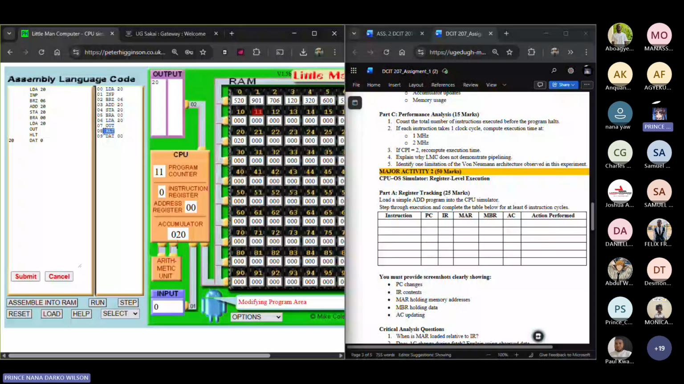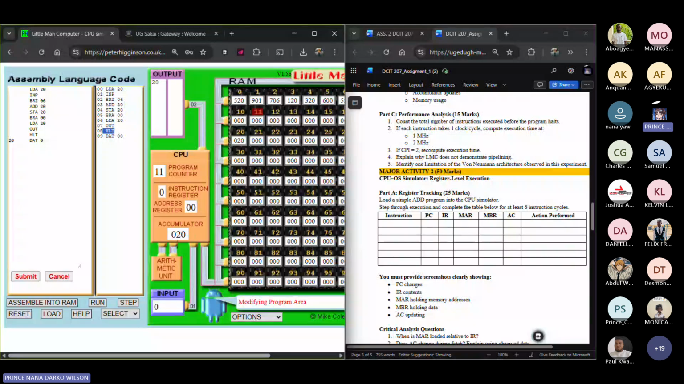But it says before the halt instruction, right? So you can ignore the halt. So you're going to have 5 plus 5 plus 5 because you're ignoring the halt. That makes 15 instructions. So you write that the total number of instructions executed before the program halts was 15. You can choose to explain if you want.